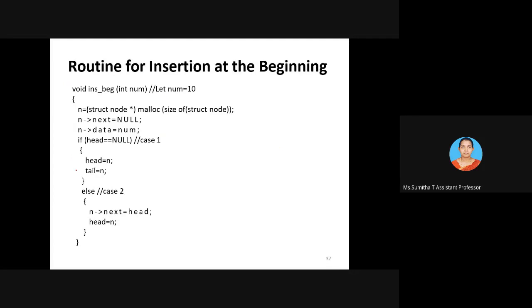Then we will see how we can implement this. For that I'm going to write one function. What is that? Void inserting at the beginning. So I'm giving inspg. We can give any name. In that I'm passing one argument, int num. In this program I'm assuming num equal to 10. I'm going to insert 10 into the linked list.